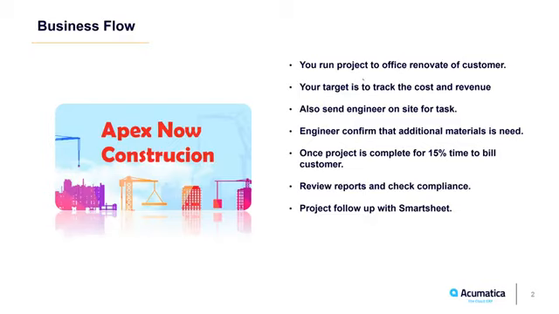The first one I'm going to go through is supposing that you are running the project for the office renovation for the customer. This is your target now. The next target is that you would like to track the cost and revenue. The third follows from that: when the project is going on, you send the engineers or your resources to work on the site for a particular task or an ad hoc task or whatever. Next, the engineer confirms that materials might be needed on site. So how are we going to do that in the system?